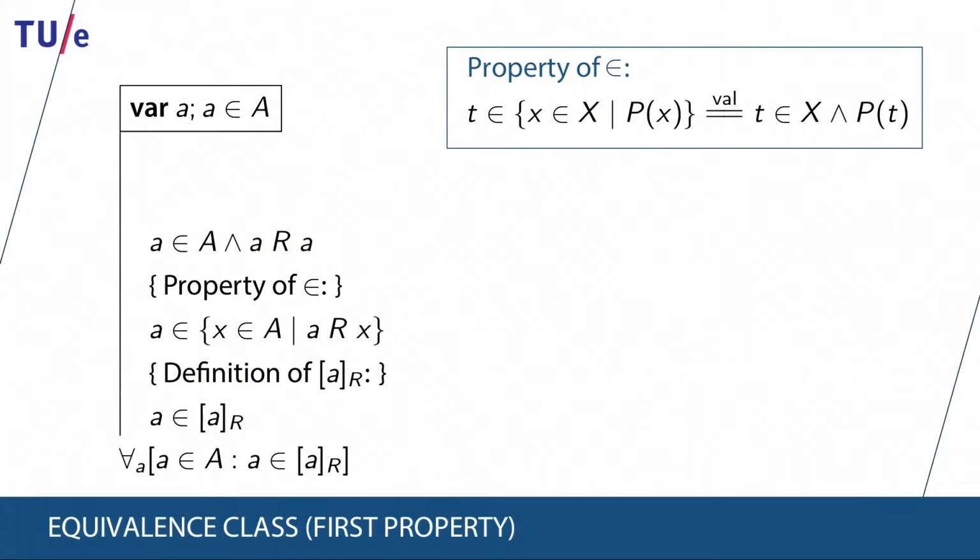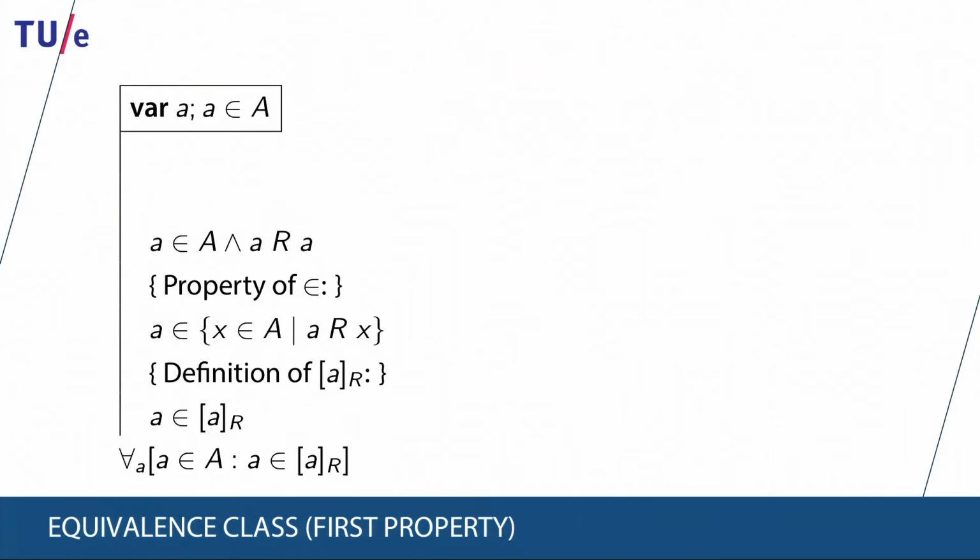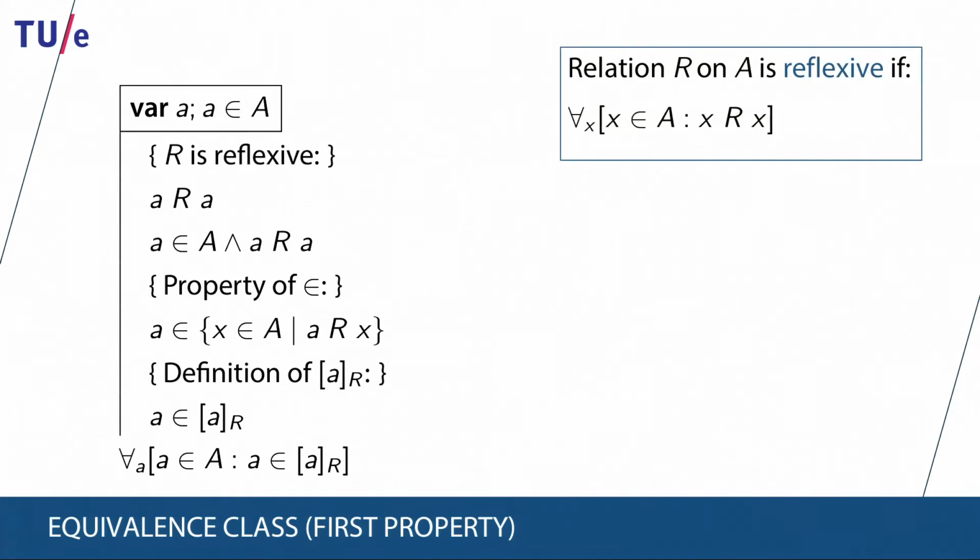We find that it suffices to prove that a is an element of the set A, and a is related to itself. Note that it is immediate from the assumption in the flag that a is an element of A, so it remains to prove that a is related to itself. Now we use that R is an equivalence relation, and hence is reflexive. Note that we get ARA by means of a for all elimination with A on the formula stating that R is reflexive.